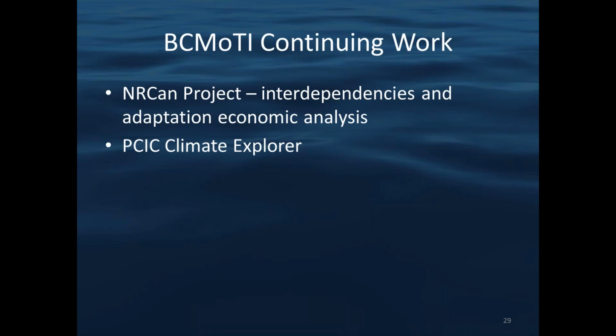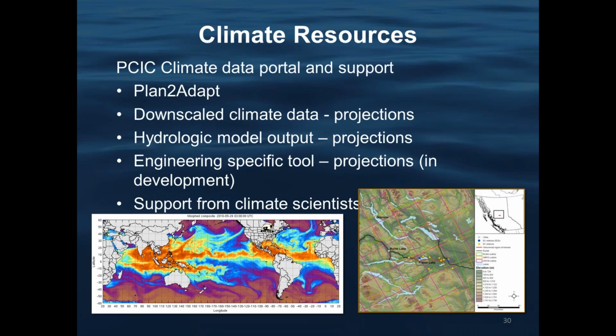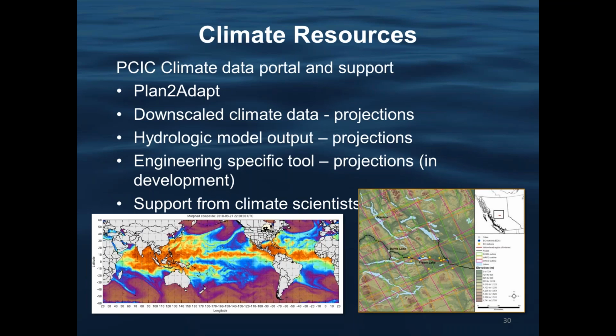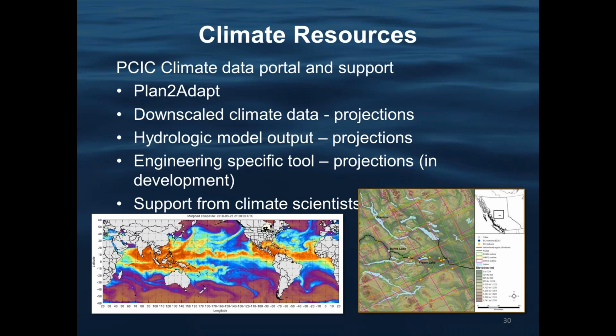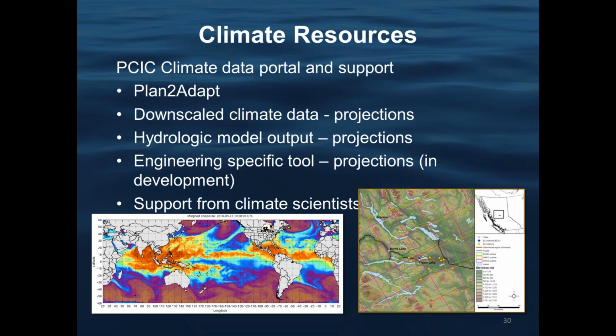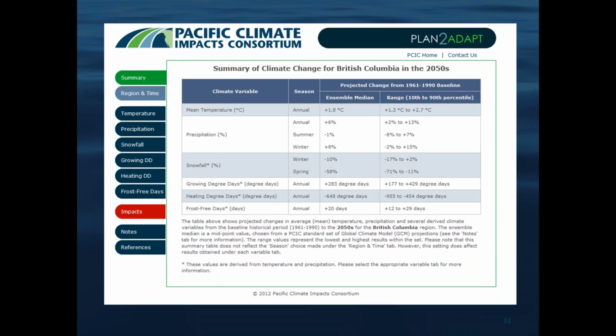adaptation economic analysis. One of the questions we get a lot of is how much more is it going to cost us? And through PKIC, we've developed Climate Explorer. There's a number of other resources available through PKIC, the prime one being Plan to Adapt, which gives you a quick thumbnail for what climate change may look like in about 8 or 9 different regions of the province. This is what it looks like. It's not only for transportation, it's for agriculture and HVAC tech work as well.